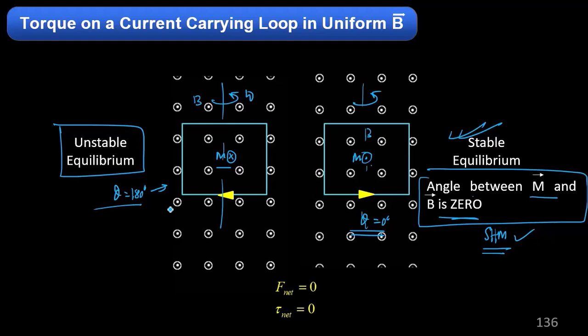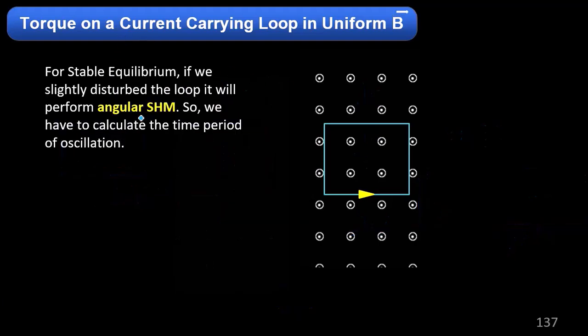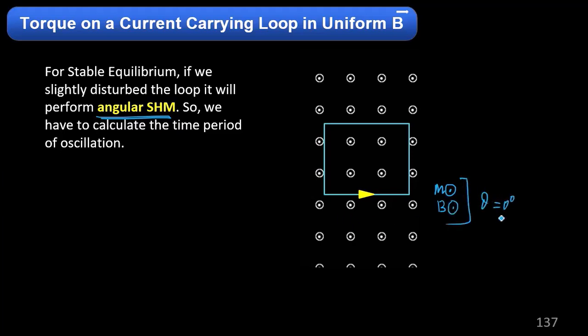Now, if stable equilibrium is there and you slightly rotate this, then you are asked to calculate the angular frequency or time period of oscillation. So this SHM is an angular SHM. Let us say this is the loop. For this loop, M is dot and B is also dot. First check the direction of M and B. If theta is 0 degrees, then conclude that this is a stable equilibrium. So SHM is possible. Whether it will perform SHM or not depends on the approximation, but we can conclude from here that it will perform SHM. So what is that SHM?